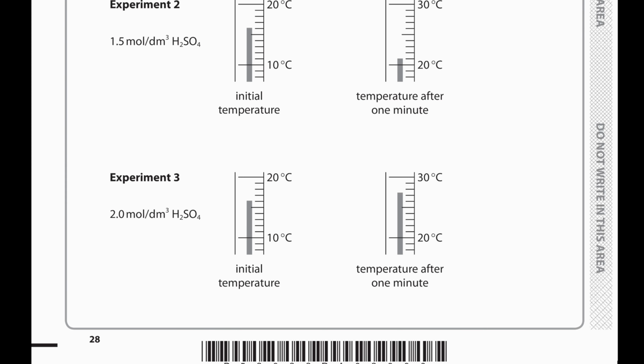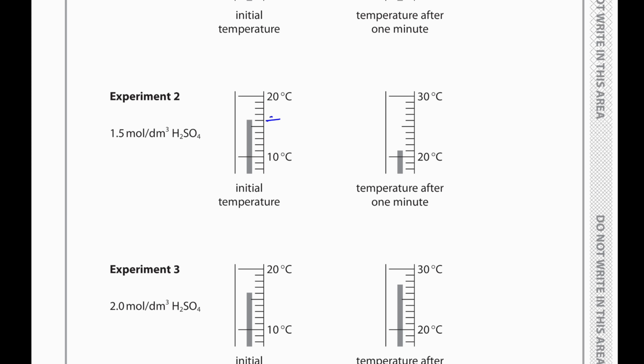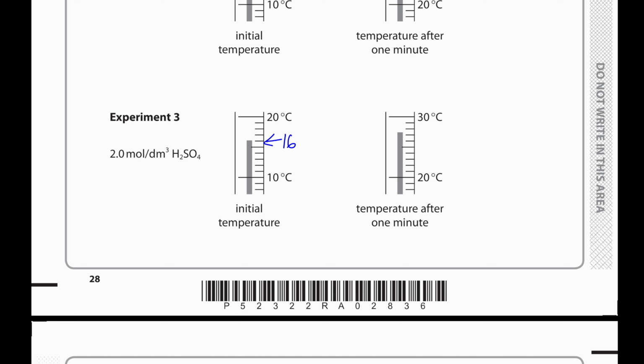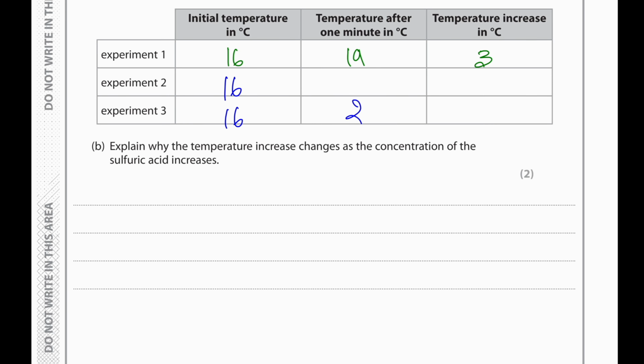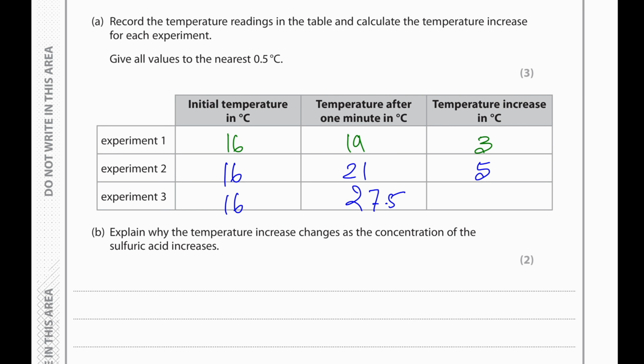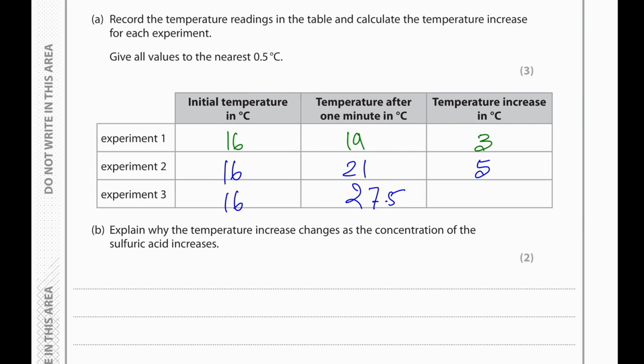In experiment 2, the initial temperature is 16 again. So every experiment has initial temperature 16 and final temperature is 21. And on 2 mole per dm cube, the final temperature is 27.5. We can take up to 3 significant figures, so it's fine. So in every case, it's 16. The last one is 27.5, and then the previous one was 21. So 27.5 minus 16 will be 11.5.